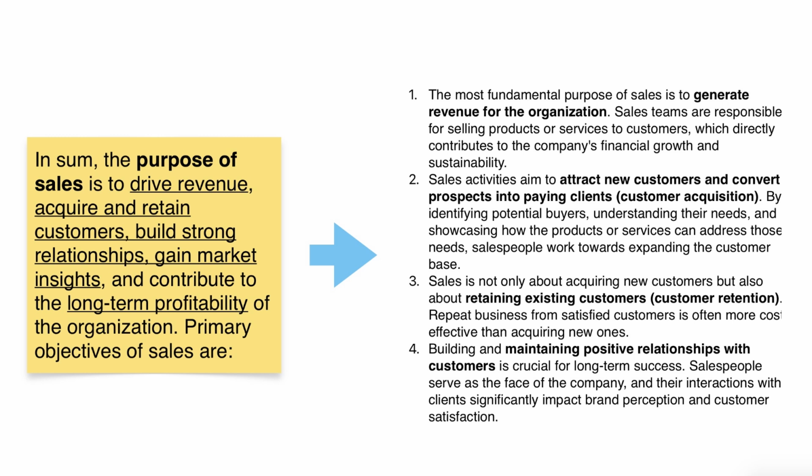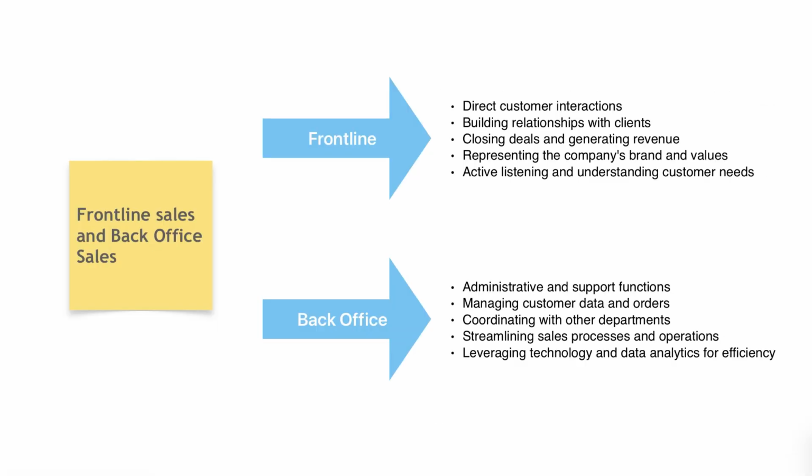Okay, we've got the why. Now let's look at the how, the internal machinery. The material draws a clear line between frontline and back-office sales roles. Yeah, that division of labor is pretty standard and really important for efficiency. Frontline sales, that's your field sales team, the customer-facing folks. They're the ones out there building relationships, negotiating, closing deals.